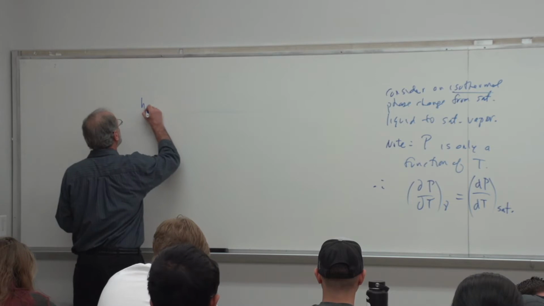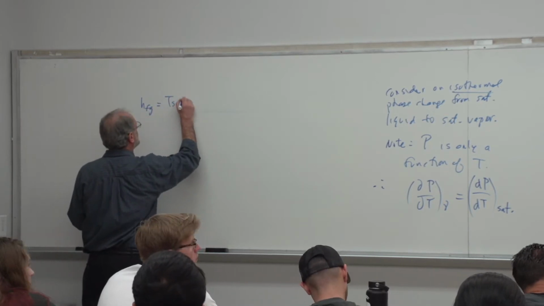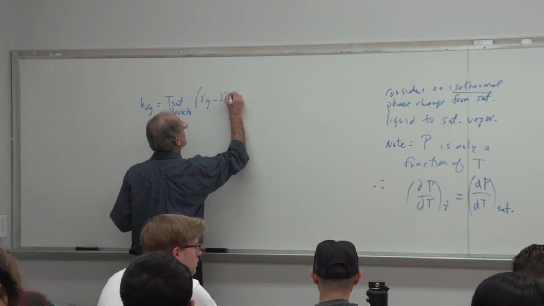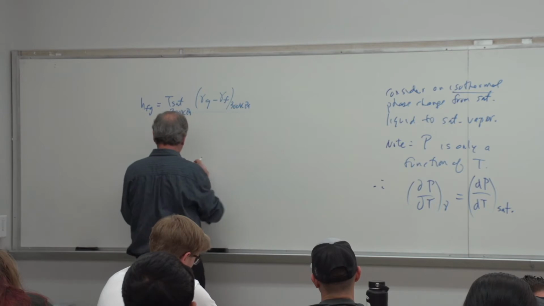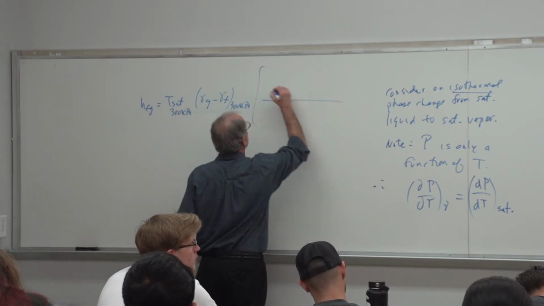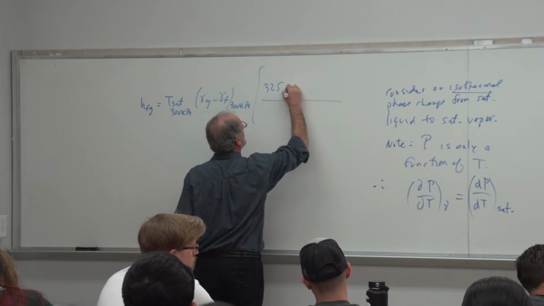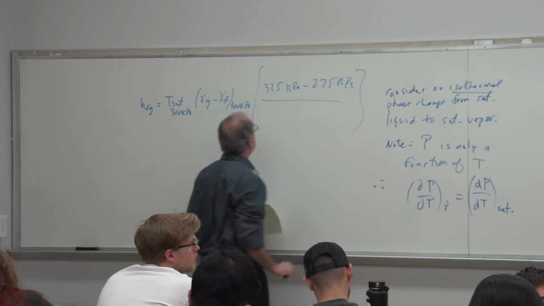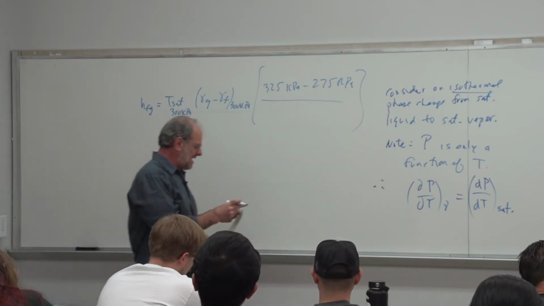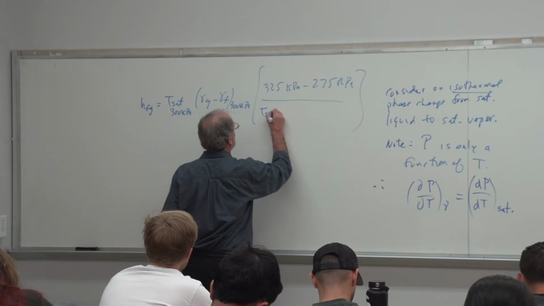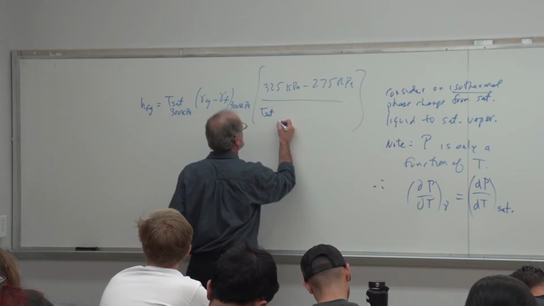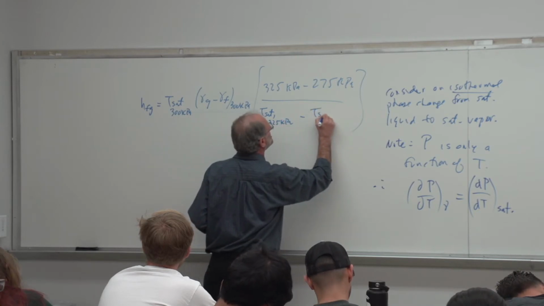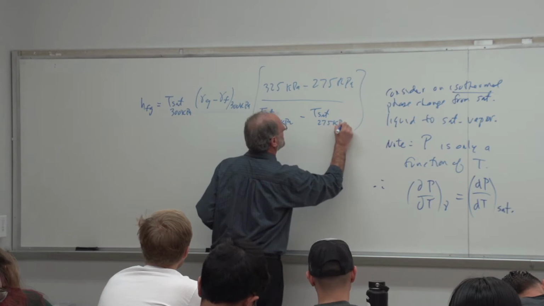So HFG then is Tsat at 300 kilopascals, times VG minus VF at 300 kilopascals, times 325 minus 275 kilopascals. And then when you go into these tables, there's going to be a certain saturation temperature at 325 kilopascals minus the saturation temperature at 275 kilopascals.